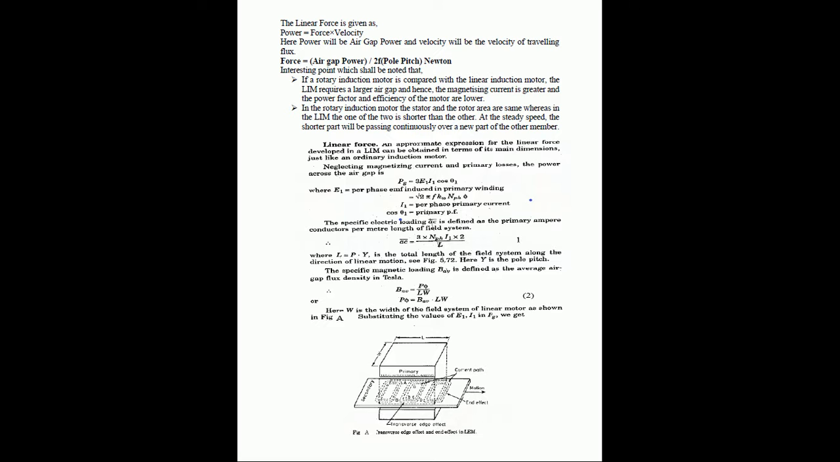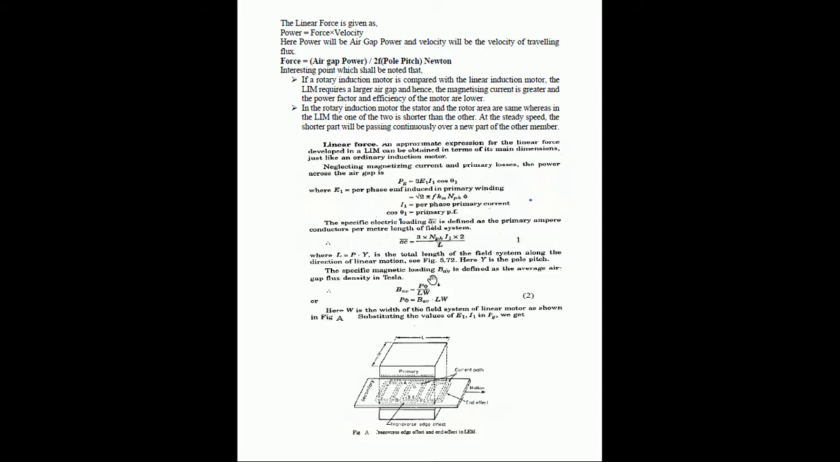Then specific electric loading, ac, is defined as primary ampere conductors per meter length of the field system, so ac is equal to 2 Nph I1 upon L, where L is equal to P into Y, the total length of the field system along the direction of linear motion, as shown in the following figure. This is the figure known as figure 1. Here Y is the pole pitch.